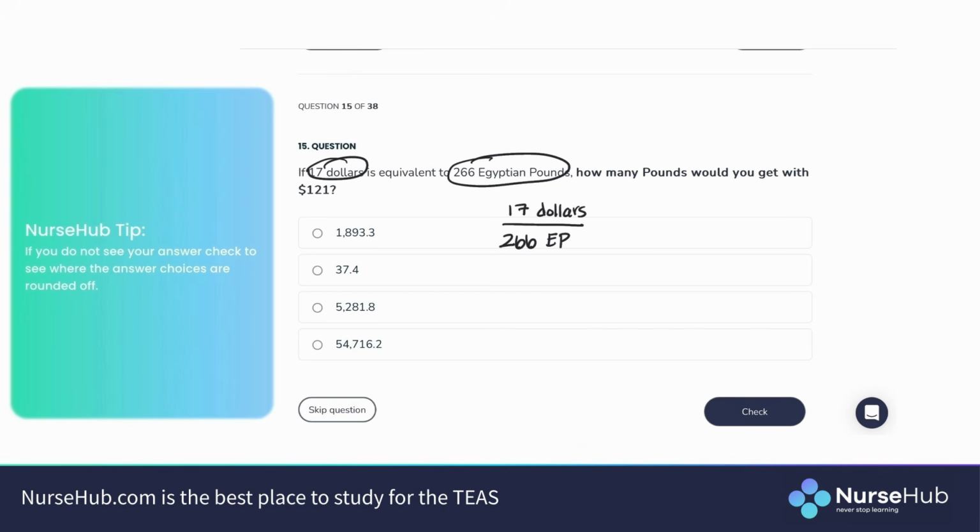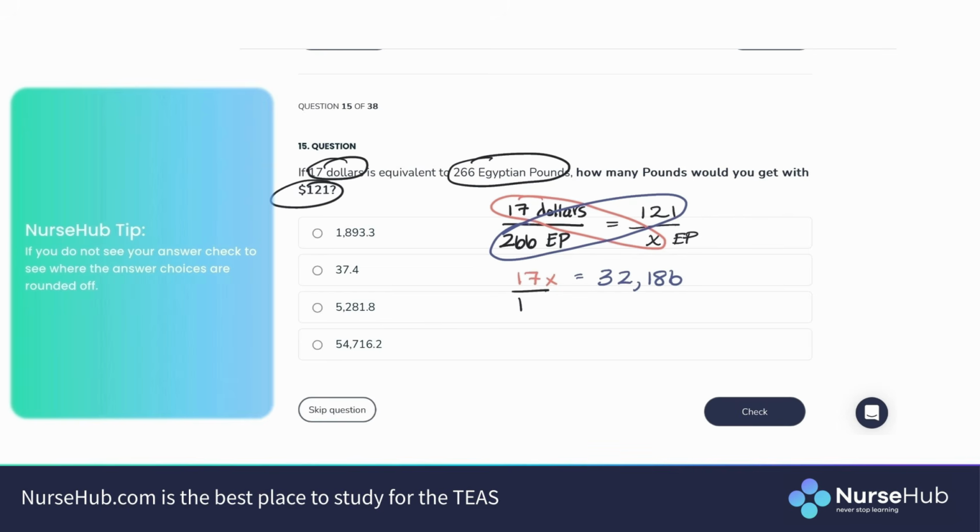Now, it says how many pounds did you get with $121? So I know that 121 is dollars, so that's going to go up here, and I'm looking for X Egyptian pounds. I can do the same thing I've done with this before. I can cross multiply. 17 times X, 17X, 266 times 121, not as easy to do mentally. So 266 times 121 is going to give us 32,186. We're going to then divide both sides by 17.